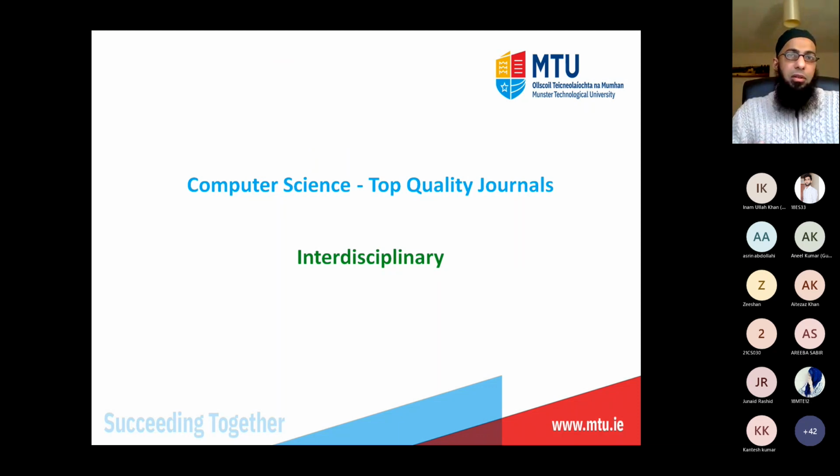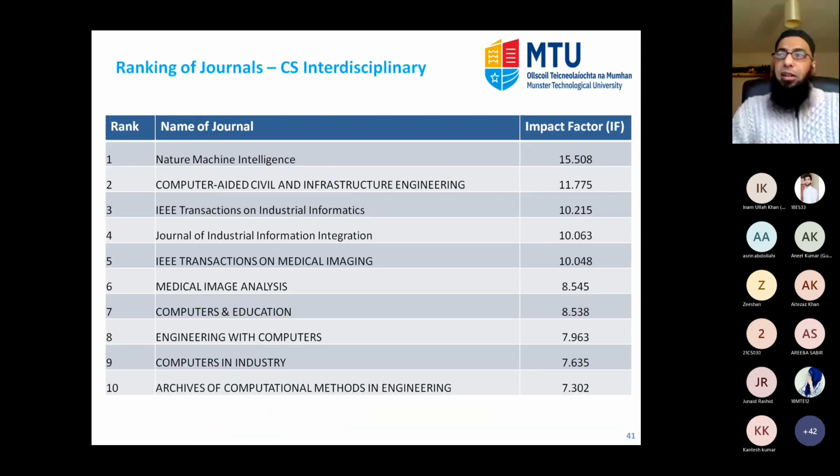Now within the computer science domain, there are some journals which publish interdisciplinary research, and the ranking of those journals is here. Nature Machine Intelligence is not only in a specific domain, but it also publishes interdisciplinary research as well. So it is ranked number one in the interdisciplinary category in computer science.